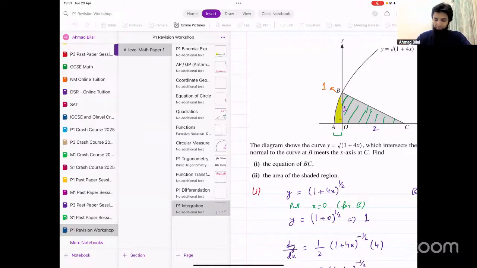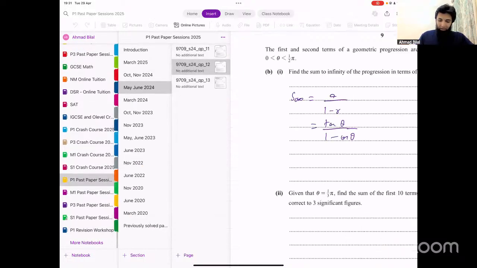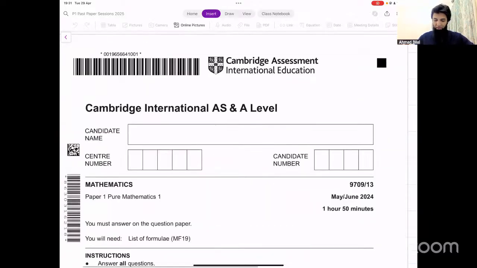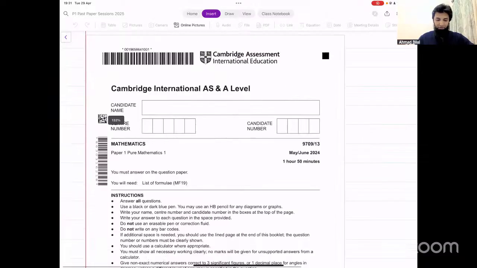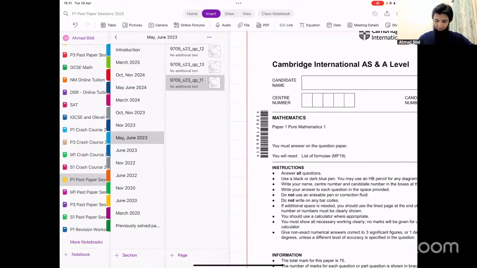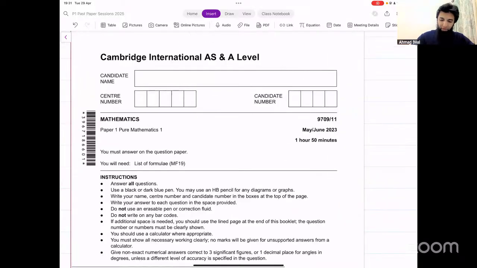Okay. All right. So this is the paper that we want to do today now. Paper 1-3, June 2023. Okay, sorry, this is not the one that I wanted to do. June 23, paper 1-1, this one, right? Okay.